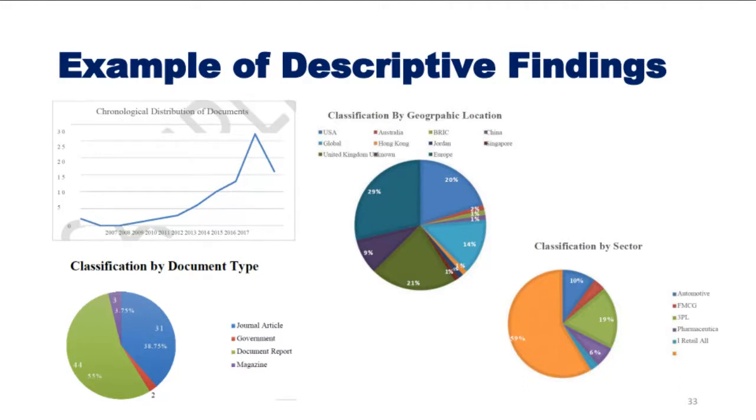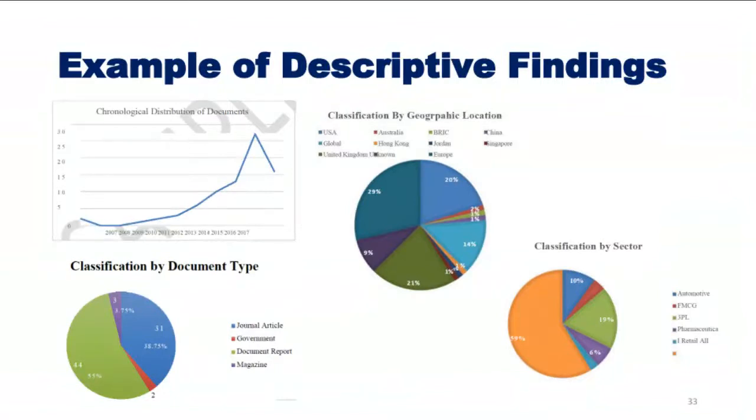Similarly, if you look at classification by geographic location, the majority of the articles, 29%, are published in USA. If you look at classification by sector, 59% of the articles do not mention any particular sector, whereas 10% are on the automotive sector. Then classification by document type: 55% of the articles are document reports, 31% are journal articles, 10% are government reports, and they have also looked at some magazines.